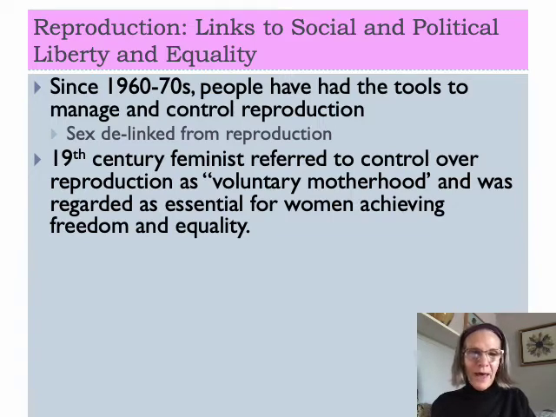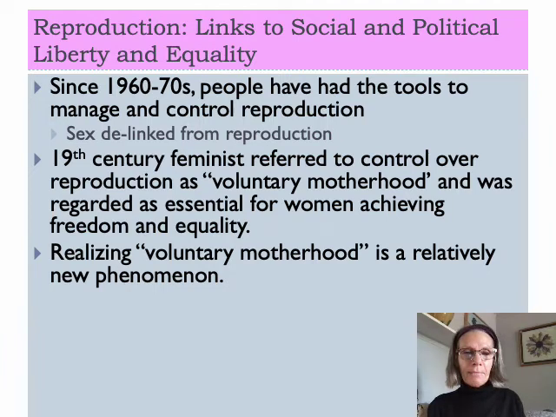Today, we talk about that not as voluntary motherhood, but as planned parenthood. You plan when you want to become a parent, and that's true for women and for men in relationships. You can use technology to plan when you want your pregnancies to be, for the most part. The 19th century feminists really saw this as essential for women achieving freedom and equality. It's difficult to pursue your dreams, to go to school, to get a job that you want, if there's a lot of uncertainty regarding whether or not you're going to get pregnant.